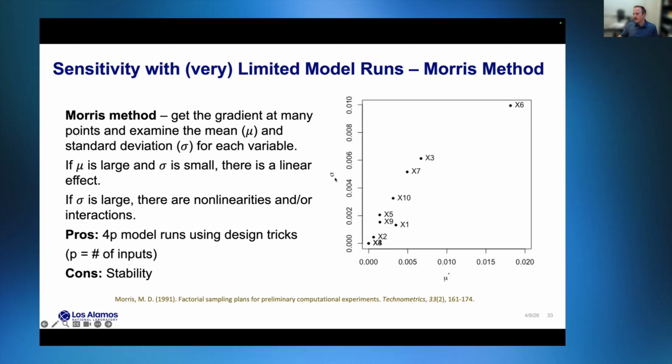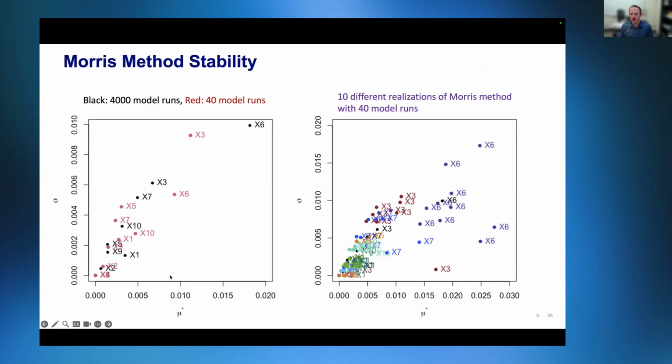The cool thing about this, because it was built from the design of experiments perspective, you could do it in very few model runs if you carefully choose those model runs. Particularly 4P is what was suggested in the Max Morris paper here. What I would say is the con is stability, and I'll show you.